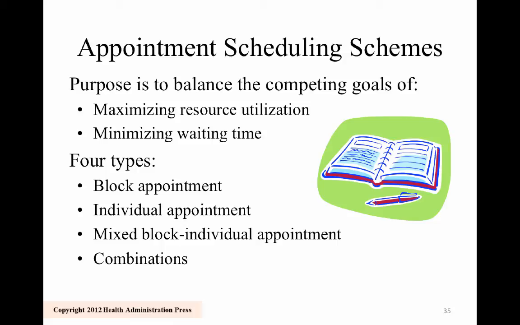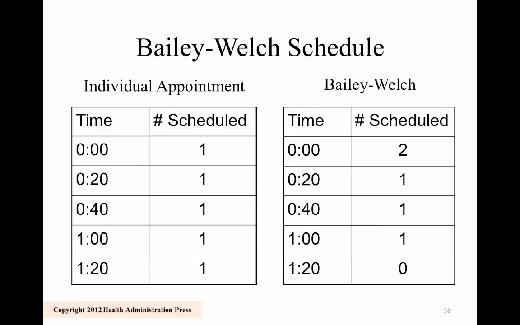Okay, now getting into appointment scheduling schemes. There are different types of schemes you can use. You can use a block appointment, individual appointment, a mixed block individual, and some combination of those. Often in mental health, they'll have a block appointment and have multiple people go in for an appointment. Maybe it's 5 people that are seen at once. The purpose is to maximize the resource utilization and minimize the waiting. So again, one way of looking at it.